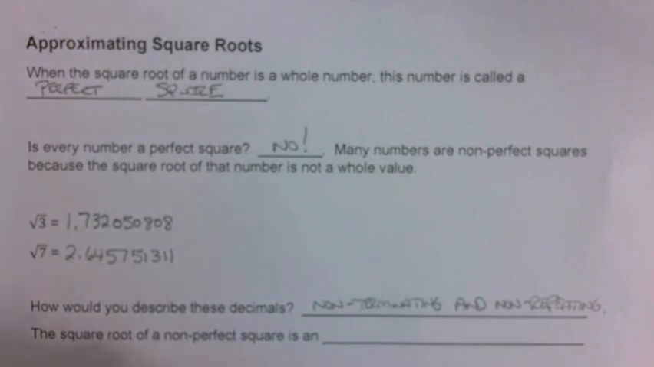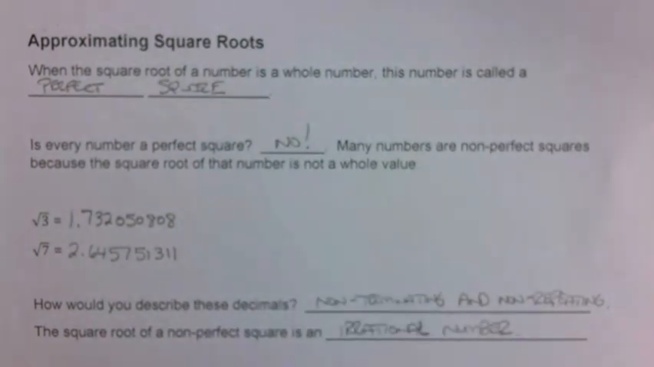That means that the square root of a non-perfect square is an irrational number. Remember that irrational numbers are decimals that are non-terminating and non-repeating. Anytime you take the square root of a number that's not a perfect square, you're going to get a non-terminating and non-repeating decimal.